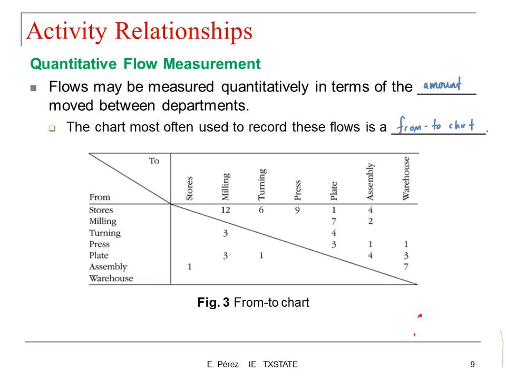So we talk about flow measurement and how to use flow measurement to have a better idea of the dependencies and how these departments depend on each other. So if we find a close or strong dependency between departments, then we want to try to put those departments as close as possible. So we talk about quantitative flow measurements and how to use this from-to chart to identify the strongest connection between these departments.